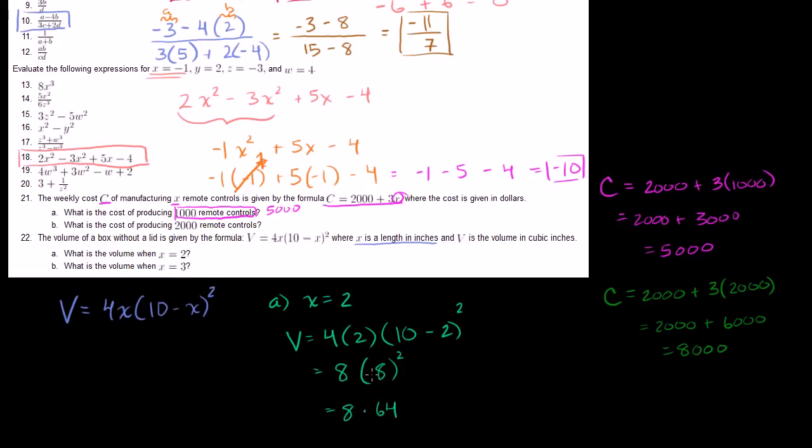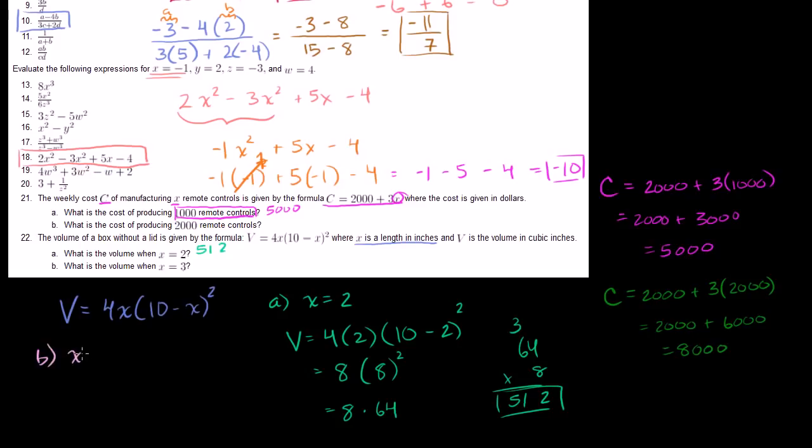You could say this is going to be 8 to the third power. And 64 times 8, 4 times 8 is 32. 6 times 8 is 48, plus 3 is 51. So it's 512. Now, what is the volume when x is equal to 3? I'll do it here in pink.